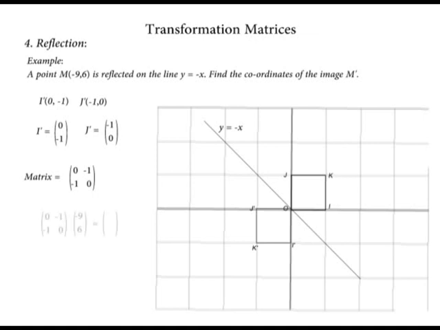We multiply M with that. 0 times -9 plus -1 times 6 is equal to -6. -1 times -9 plus 0 times 6 is 9. So M prime has coordinates (-6, 9). And so you see, by using the unit square and transforming points I and J, we can create the matrices of transformation for special cases and calculate the coordinates of the images.